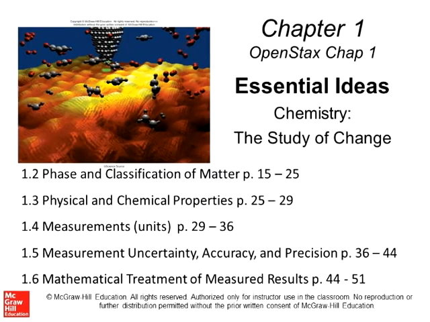In this chapter, we will cover phase and classification of matter, physical and chemical properties, measurements, measurement uncertainty, accuracy and precision, and mathematical treatments of measures and results. These are the topics to be covered, but they may not be covered in this exact order. So let's get started.